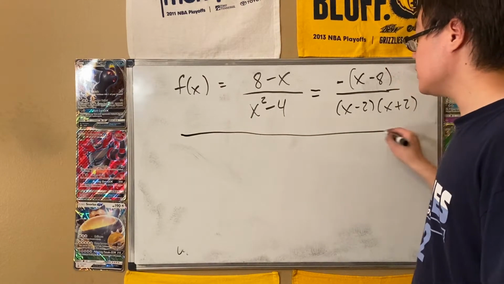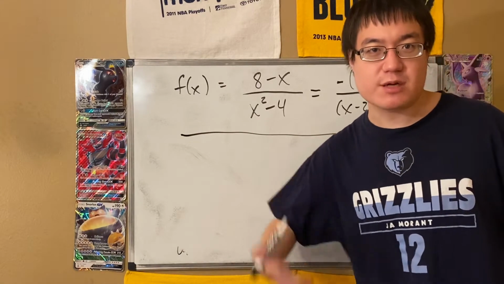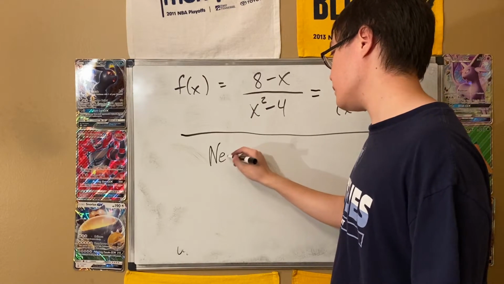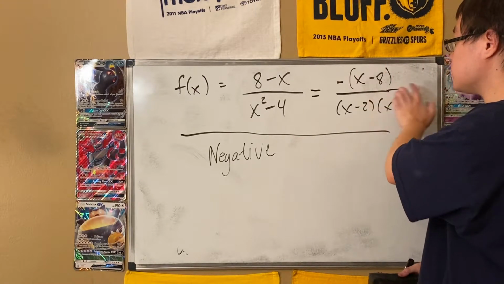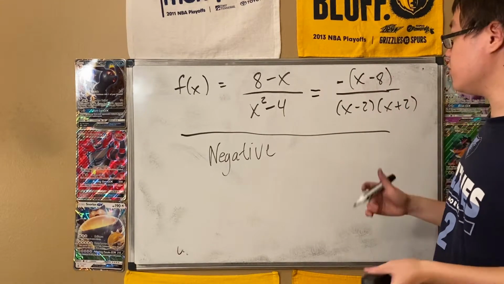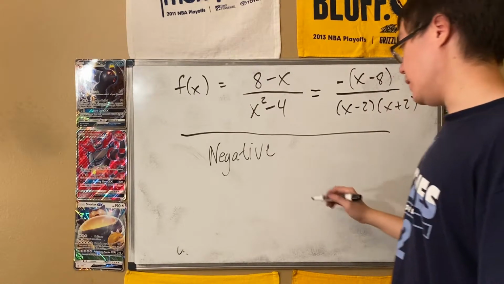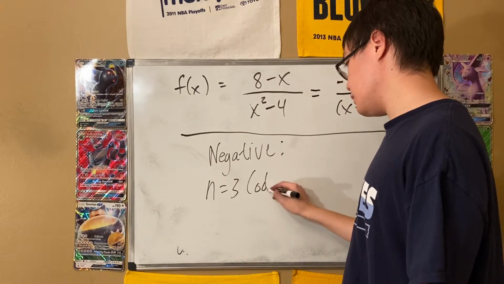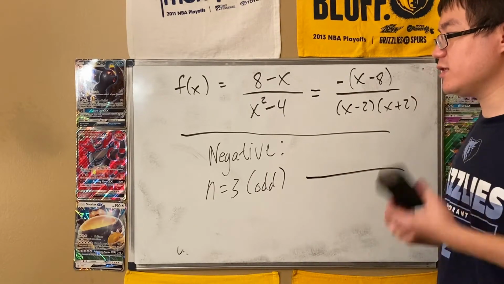So what do we do next? Well, because this is factored as much as possible, now we can answer the question positive or negative. Because we have this negative, it's going to be negative. And then we're going to count our zeros. Looks like none of these are to powers other than 1, so they all contribute just one zero. So it's going to be 1, 2, 3. I'm not going to complain about that. It's going to be n is equal to 3. That means it's odd.